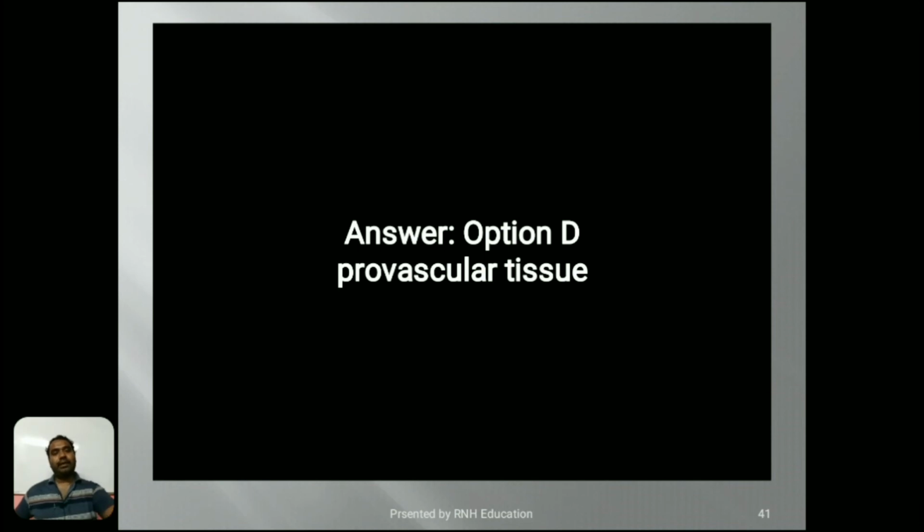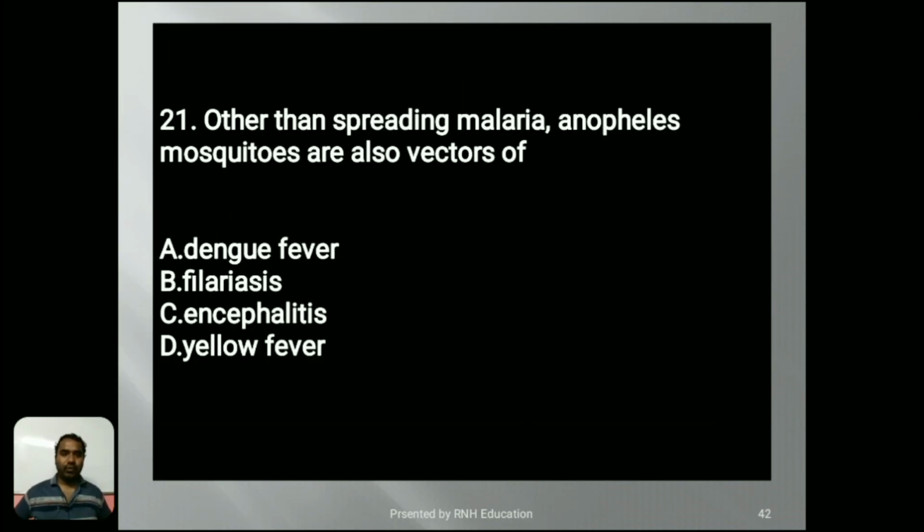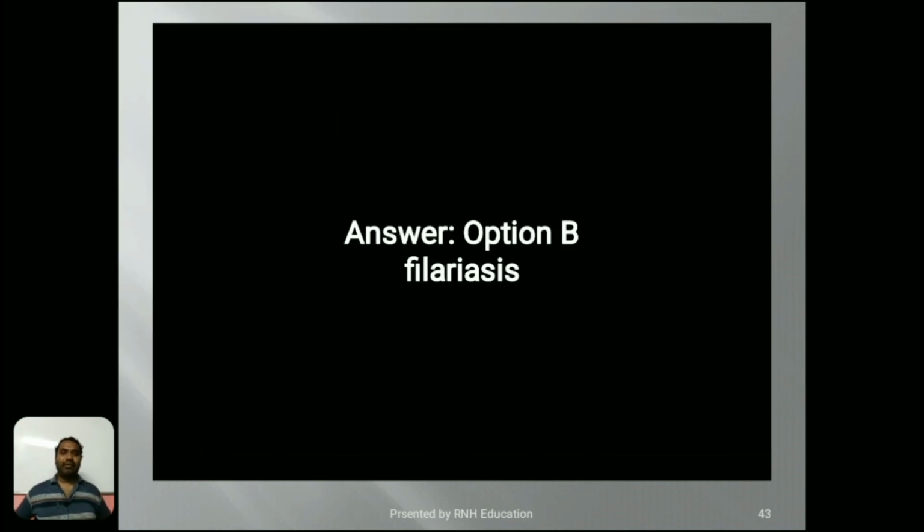Okay. Next question, that is number 21. Other than spreading malaria, anopheles mosquitoes are also vectors of, options are A, dengue fever, B, filariasis, C, encephalitis, and D, yellow fever. Okay. Now see the answer. The answer is B, that is filariasis.